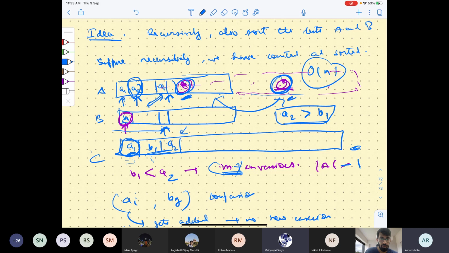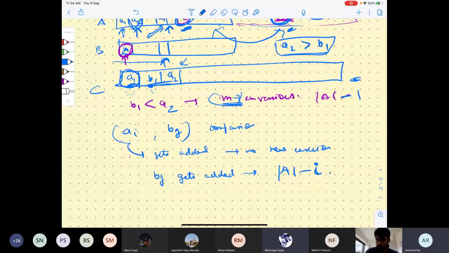Achha, okay, I got it. So whenever AI gets added, there are no new inversions or no remaining inversions that involve them. Whatever inversions they were part of have already been counted for the BIs that you have added to them. Okay. Yes, sir.